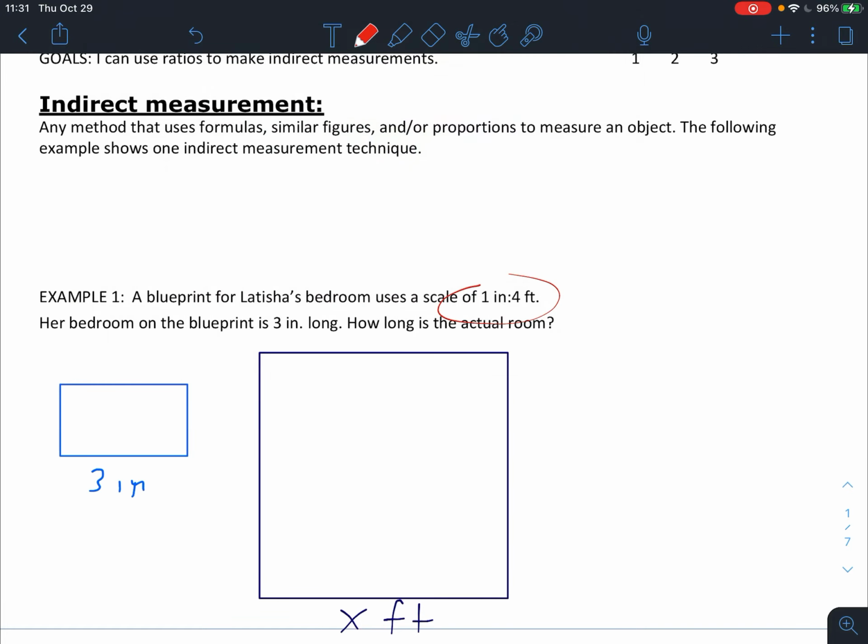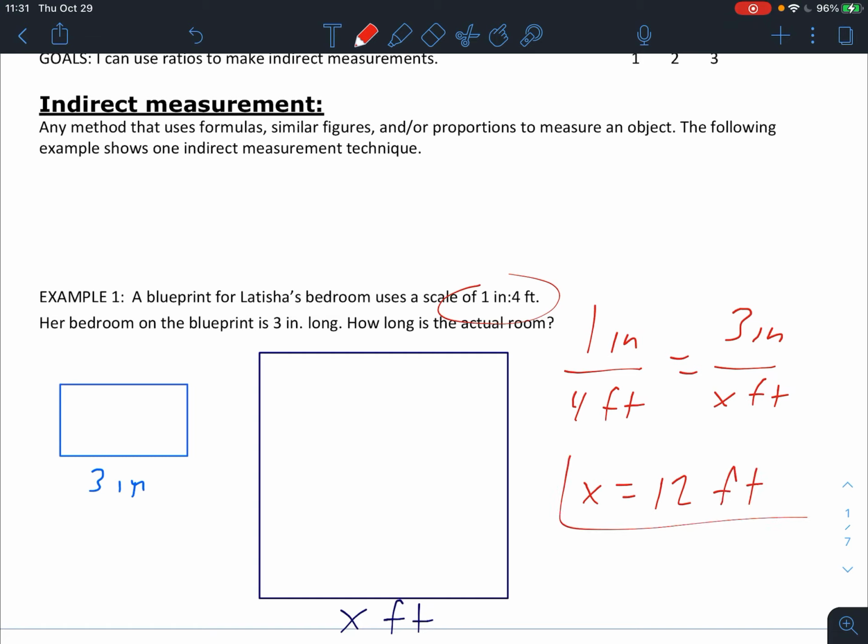So what we can do is set up a proportion. The scale is 1 inch over 4 feet, because 1 inch on the blueprint represents 4 feet of the actual bedroom. And that's going to equal 3 inches over how many feet? Notice how both inches are in the numerator, both feet are in the denominator. Cross multiply, we get 1x equals 3 times 4, which is 12. That's your answer. Make sure you write it with a unit, since this is a word problem. 12 feet. So her bedroom is 12 feet long in real life.